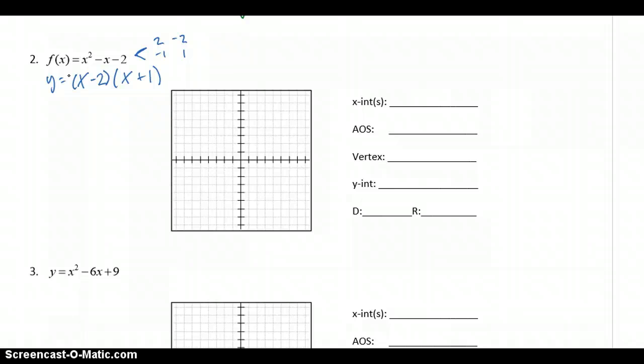So now our next step is to find our x-intercepts. So that happens when y equals 0. So we're going to put 0 for y is equal to x minus 2 times x plus 1.